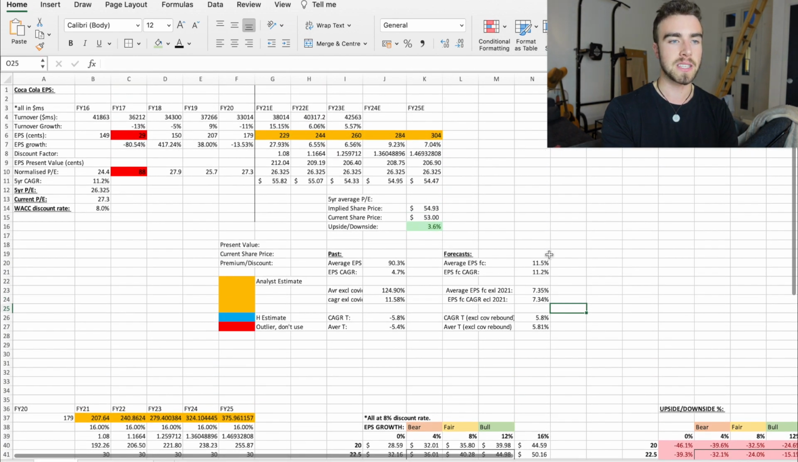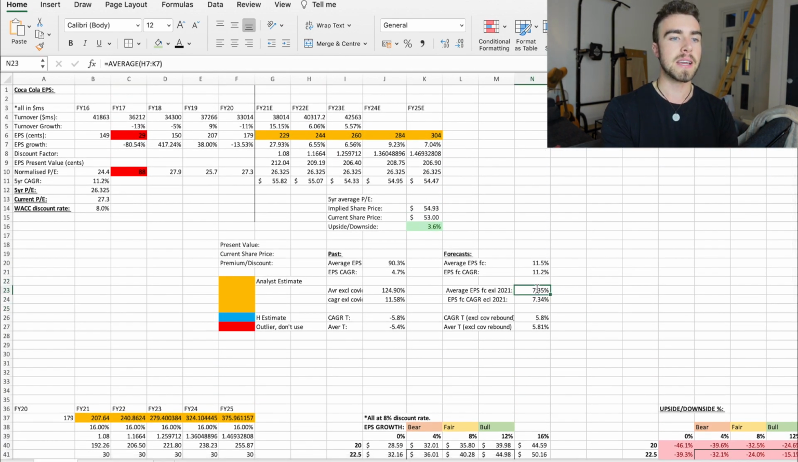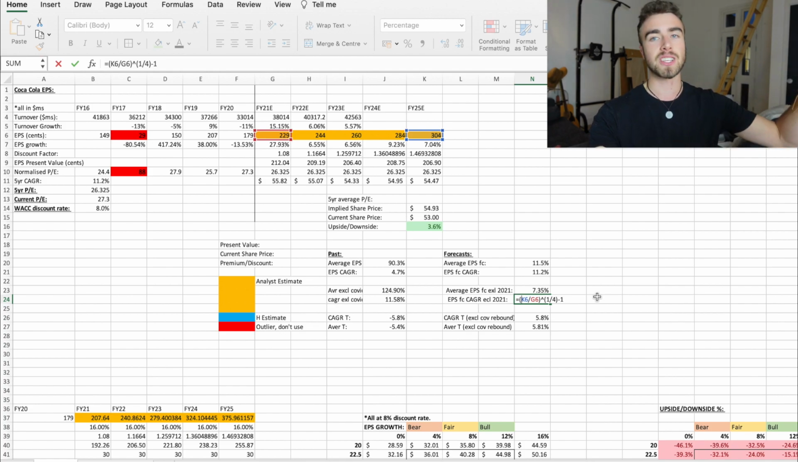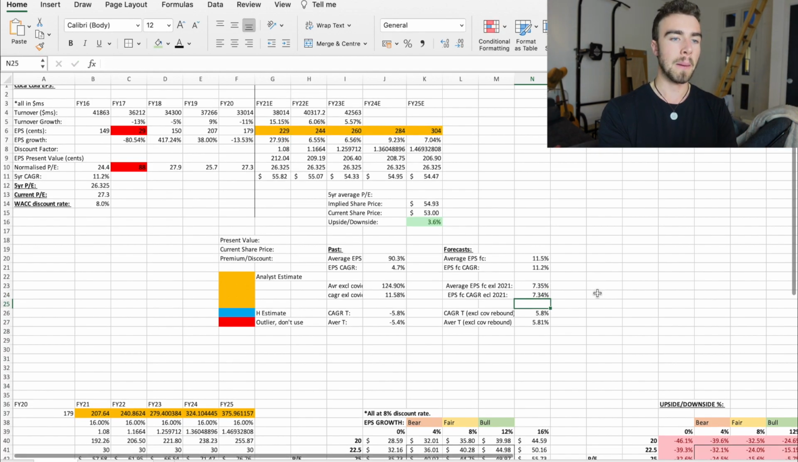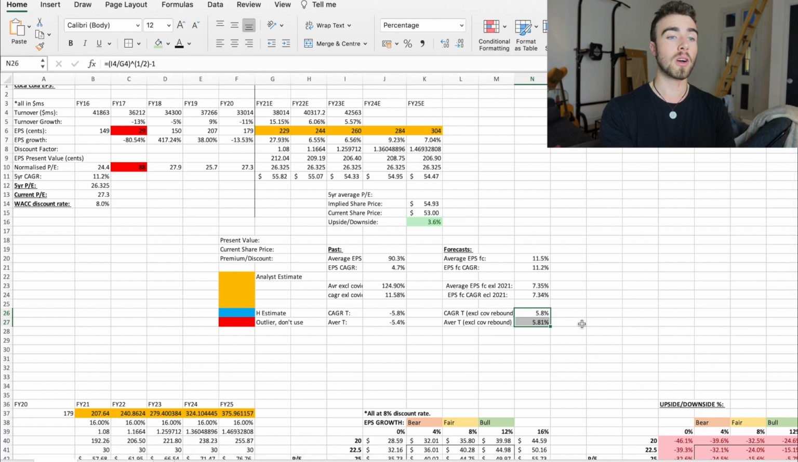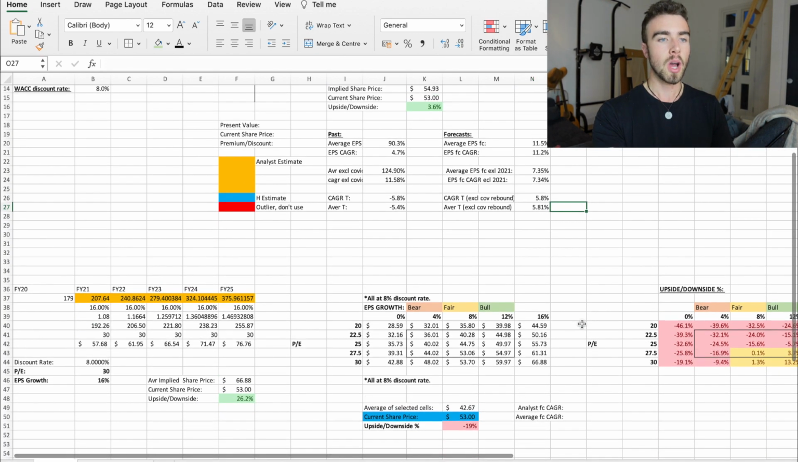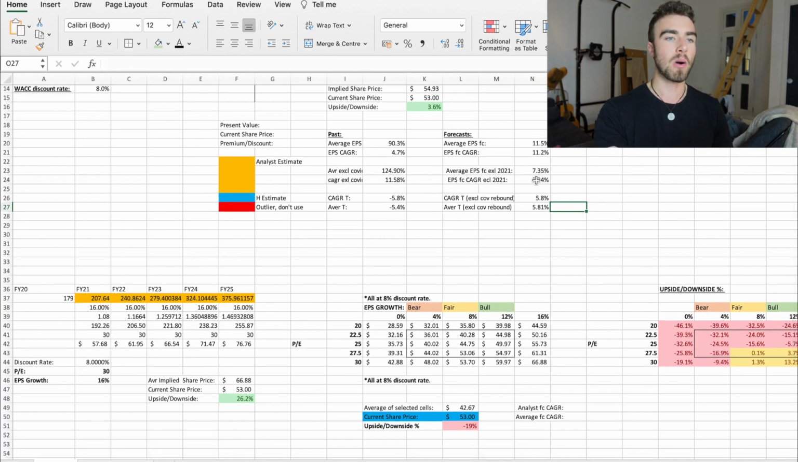So basically what this is, if we just go up for a minute, this is the average growth excluding the rebound, and then this is the compounded average annual growth excluding the rebound as well. But they're also forecasting a very similar number for turnover. So what do we say? Okay, so this is about 8%. So let's say this is the fair case scenario if it grows like this.